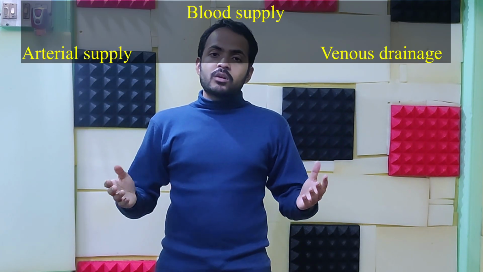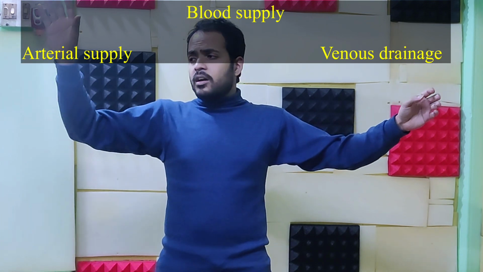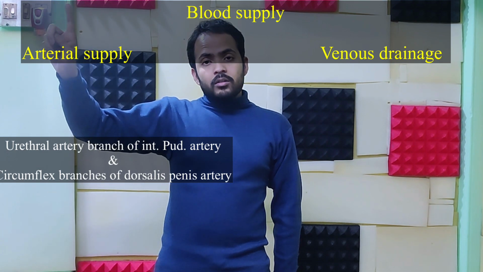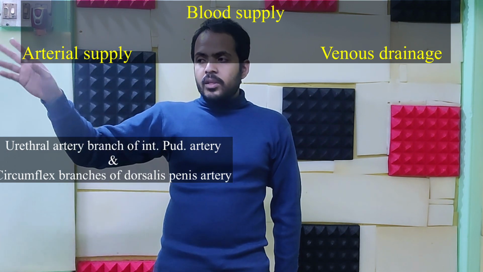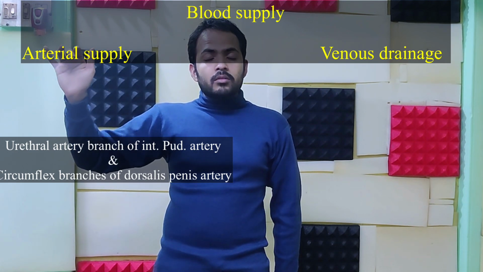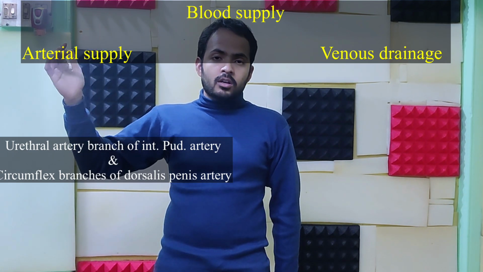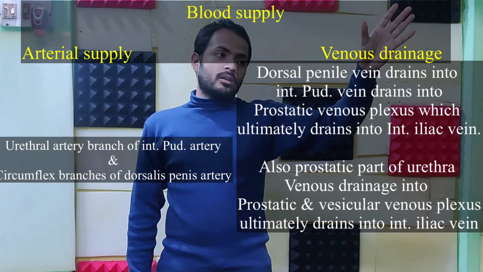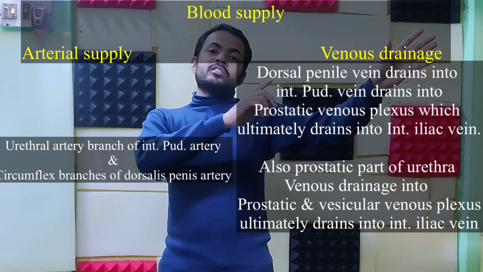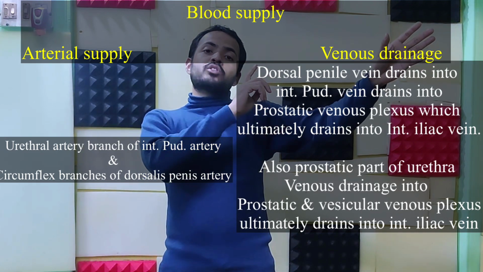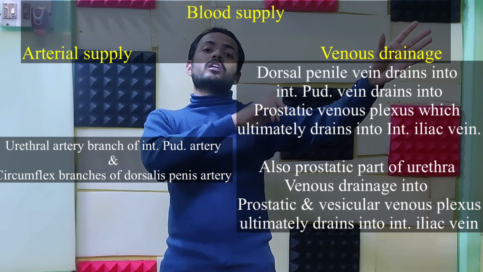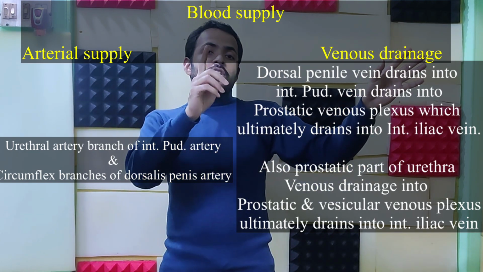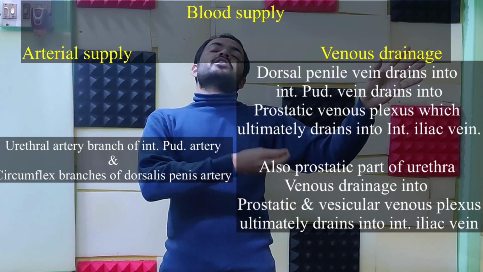Now the blood supply. In blood supply you will find 2 segments: arterial supply and venous drainage, same as all. In arterial supply you will find 2 components. First, the urethral artery, which is a branch of the internal pudendal artery. Next is the circumflex artery, which is a branch of the dorsal penile artery. In the venous drainage you will find the dorsal penile vein, which drains into the internal pudendal vein, which drains into the prostatic venous plexus, which drains into the internal iliac vein.